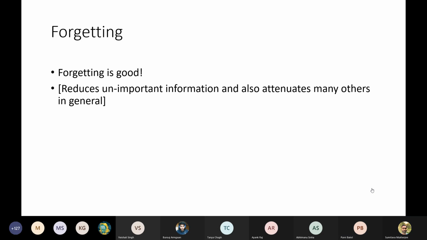Purvi, right? Yes, sir. Because you raised this, I was just wondering whether I should say a little bit about forgetting. Let me do that. So first of all, forgetting is good. The way society presents forgetting is bad.